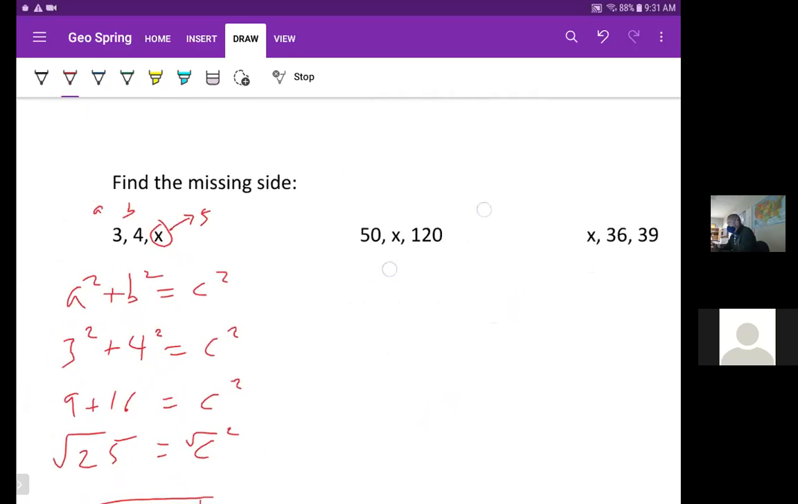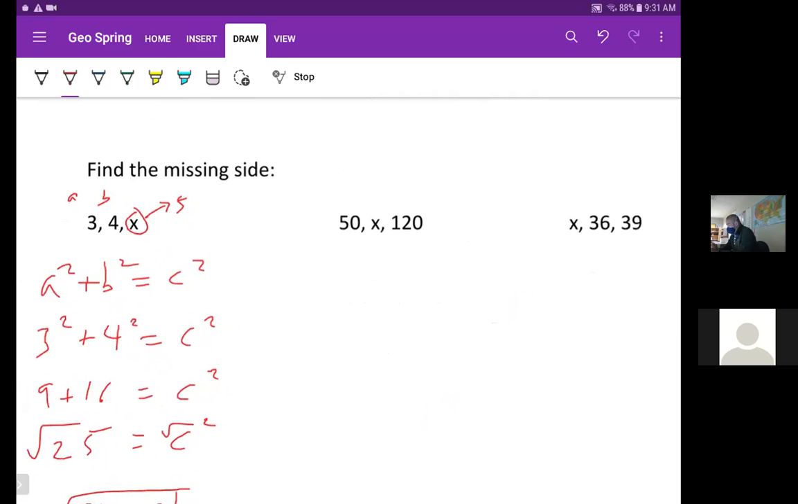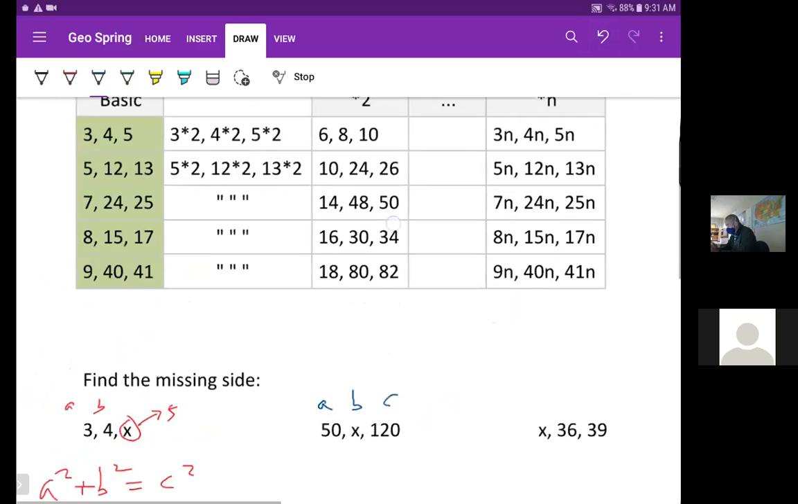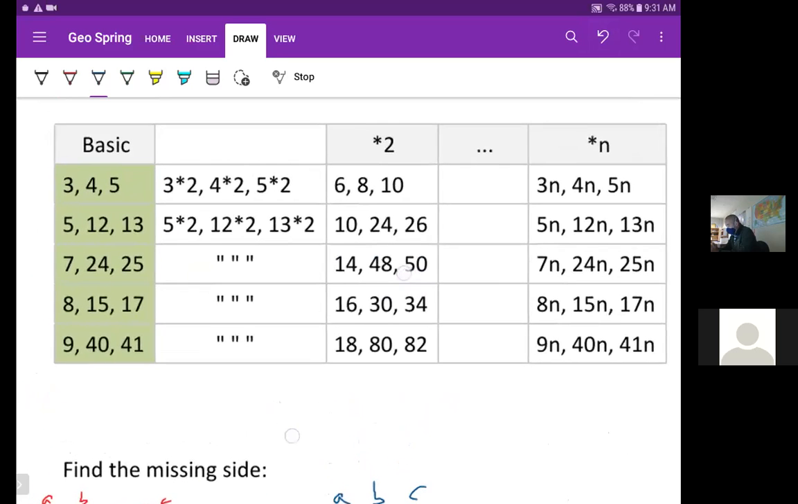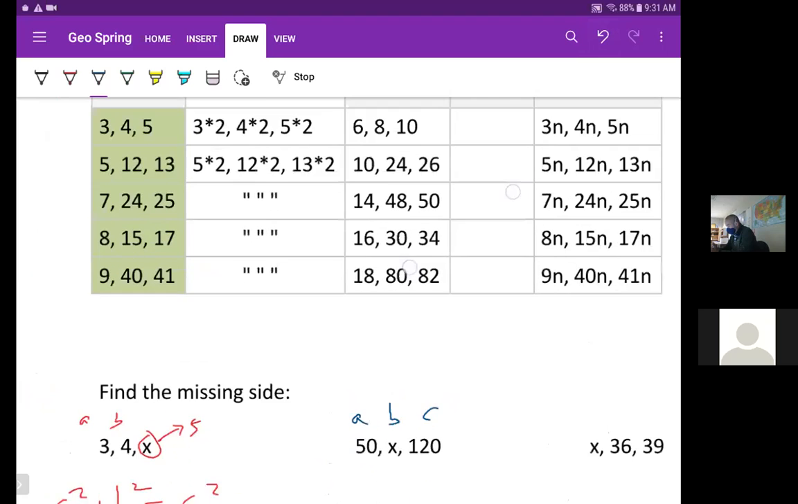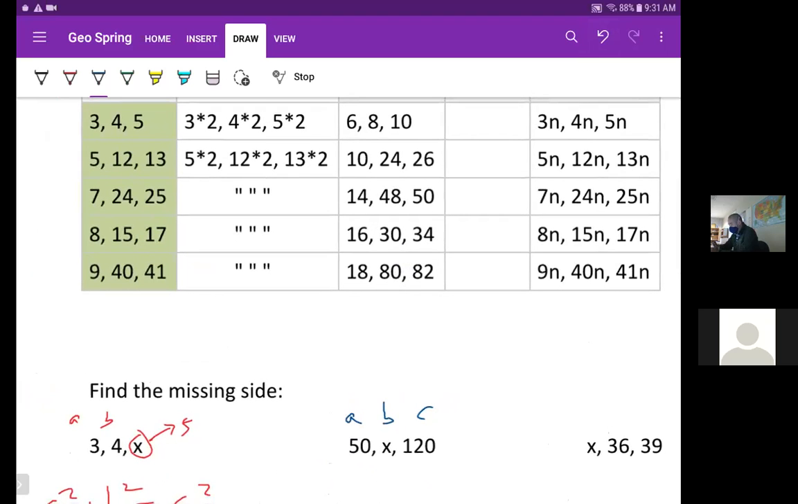So like, here's your A. You're missing your B, and you're looking for C. So you've got 50x and 12. So let's look at here. Oh, this is backwards. I'm sorry. That should be 120, and then that should be x.